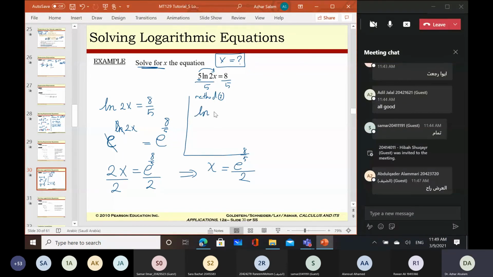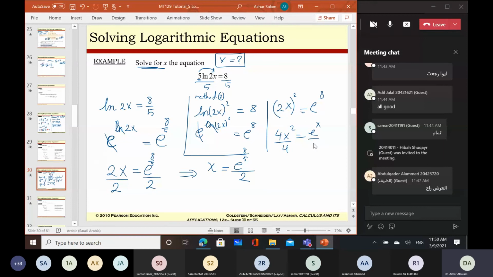I can here write it ln (2x)^5 equals 8. So e to the power ln (2x)^5 equals e to the power 8. So e is omitted with the ln, I will have (2x)^5 equal to e to the power 8. So I will have 4x^2 equals e to the power 8, divided by 4, divided by 4. It will be x^2 equals e^8.